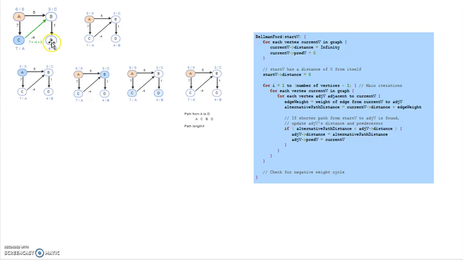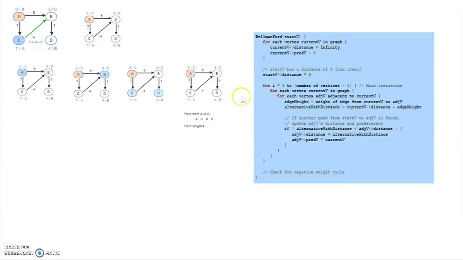We go to node D. There are no adjacent vertices to D. Move on to C. What is the vertex adjacent to C? It is node B. Are we going to update the distance of node B? Well, we have 7 minus 4, it's 3. No updates. 3 will stay. So after the second iteration, this is what we have for the graph: the distances and their predecessor nodes.